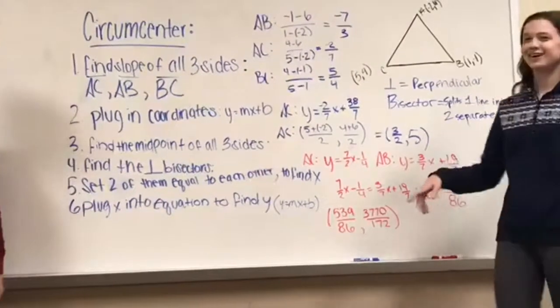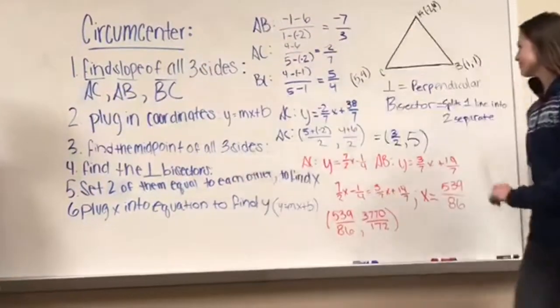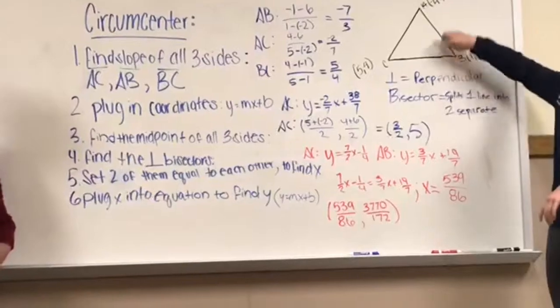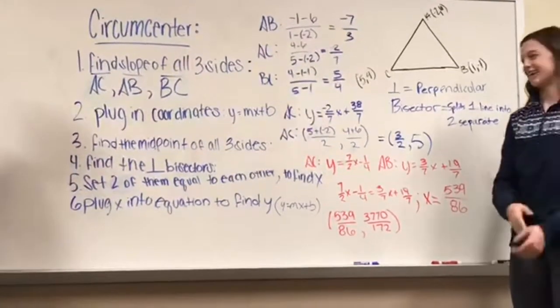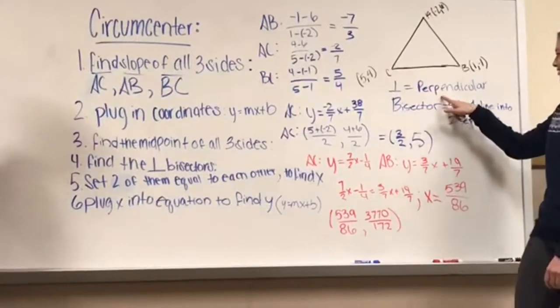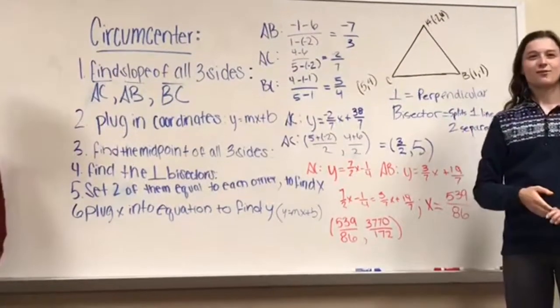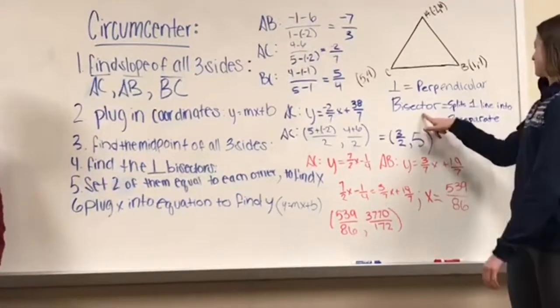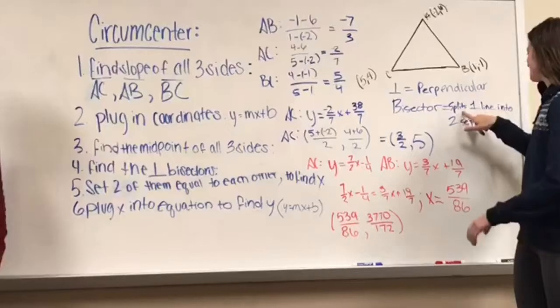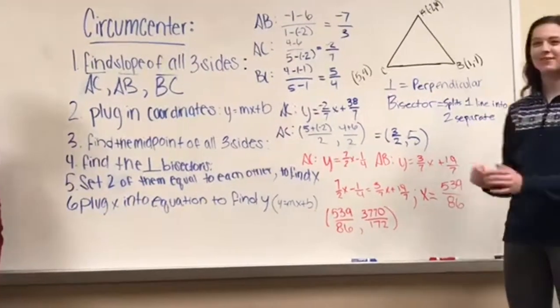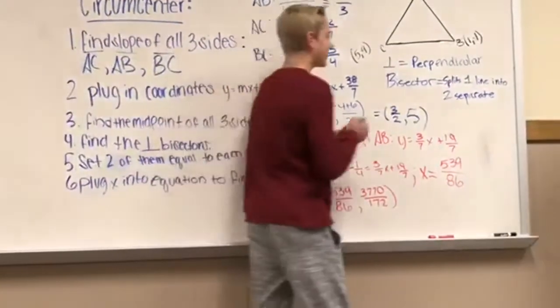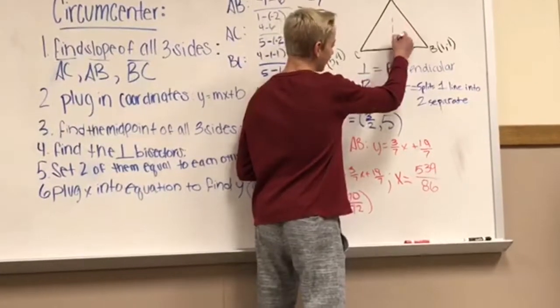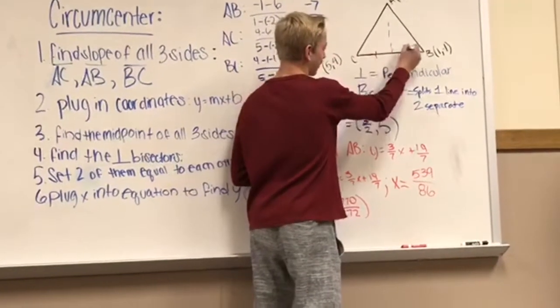Okay, so this is how to find a circumcenter. A circumcenter is when all the perpendicular bisectors intersect. A perpendicular bisector is a bisector that splits one of the lines into two separate lines equally. For example, it splits this line, so these are congruent.